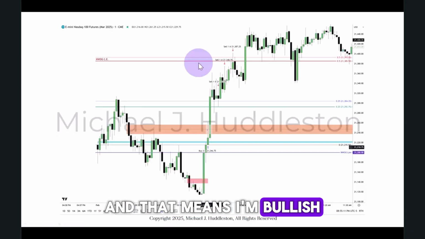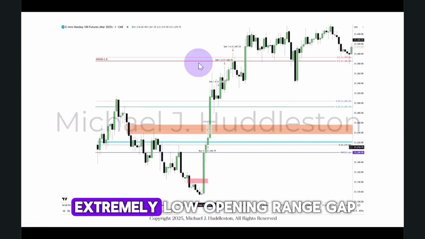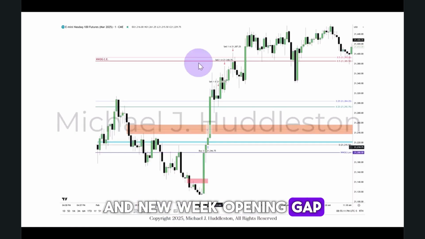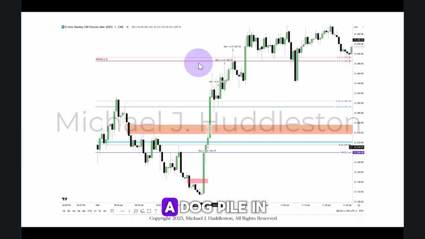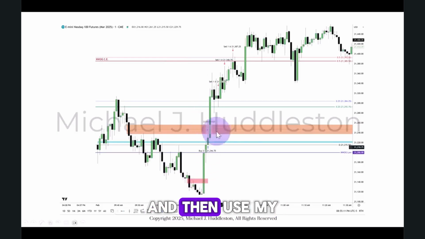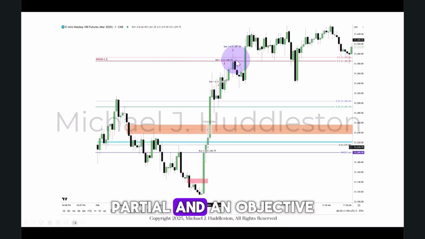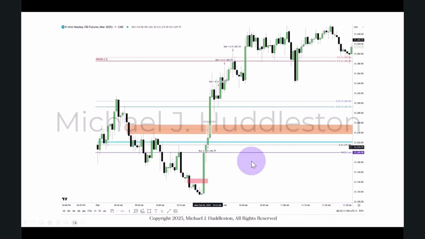And that means I'm bullish because we have an extremely low opening range gap and new week opening gap. And everybody's going to want to dogpile in and go short. So that's what all this is. This is all luring traders to go short so that way they can rip their face off and use my PD array here to get long, partial, and an objective at the new week opening gap, consequent encroachment.